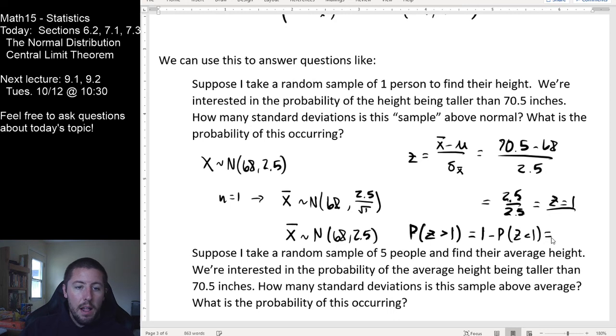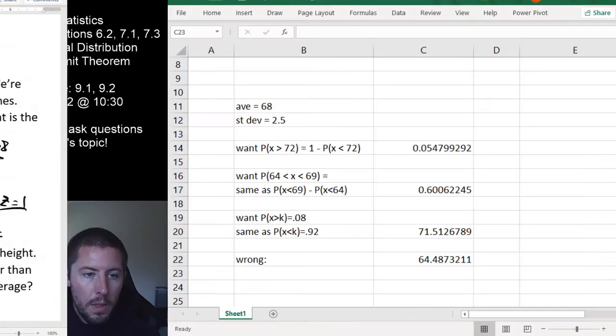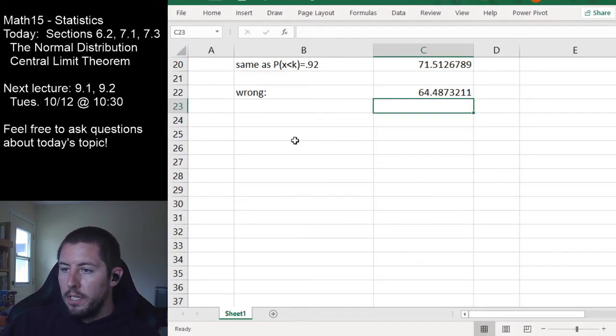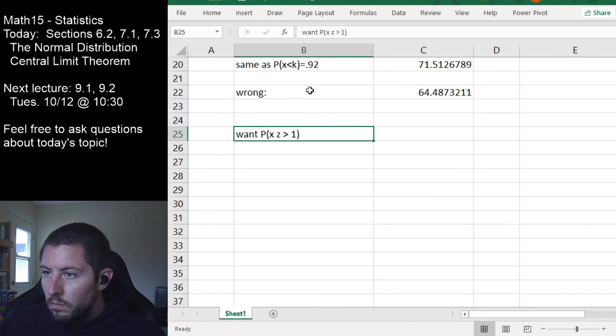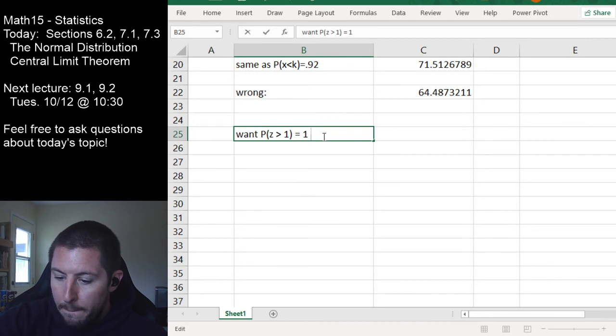So let's pop over into Excel and see that it's actually easier to do these things in terms of z than in terms of x. I've determined that having one person be 70.5 inches is one standard deviation from average, but we're going to see some different results in the upcoming ones. So I'm going to pop back over to Excel, and now I want to use my standard normal distribution. We want the probability that z, not x, is greater than 1, which is equal to 1 minus the probability that z is less than 1.